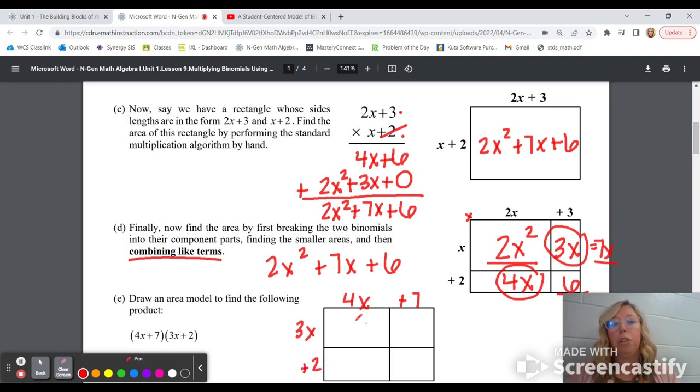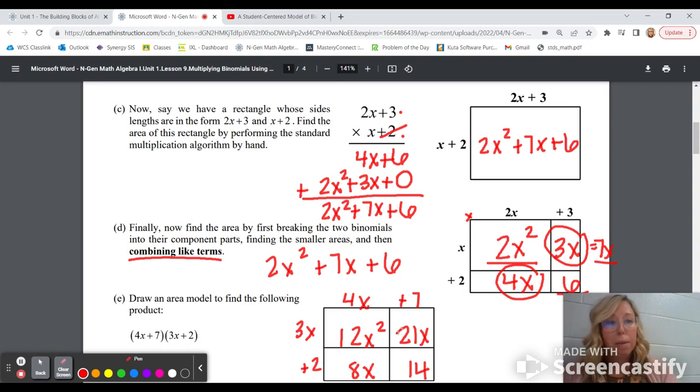Remember that for the area model, you're multiplying each box, what lines up with that box. So for this top left, it's 3x and 4x. When you multiply those, the result is 12x squared. For this box, it's 3x times 7. That's going to give you 21x. Moving to the bottom row, you're doing 4x times 2. That's 8x. And then 7 times 2 is 14.